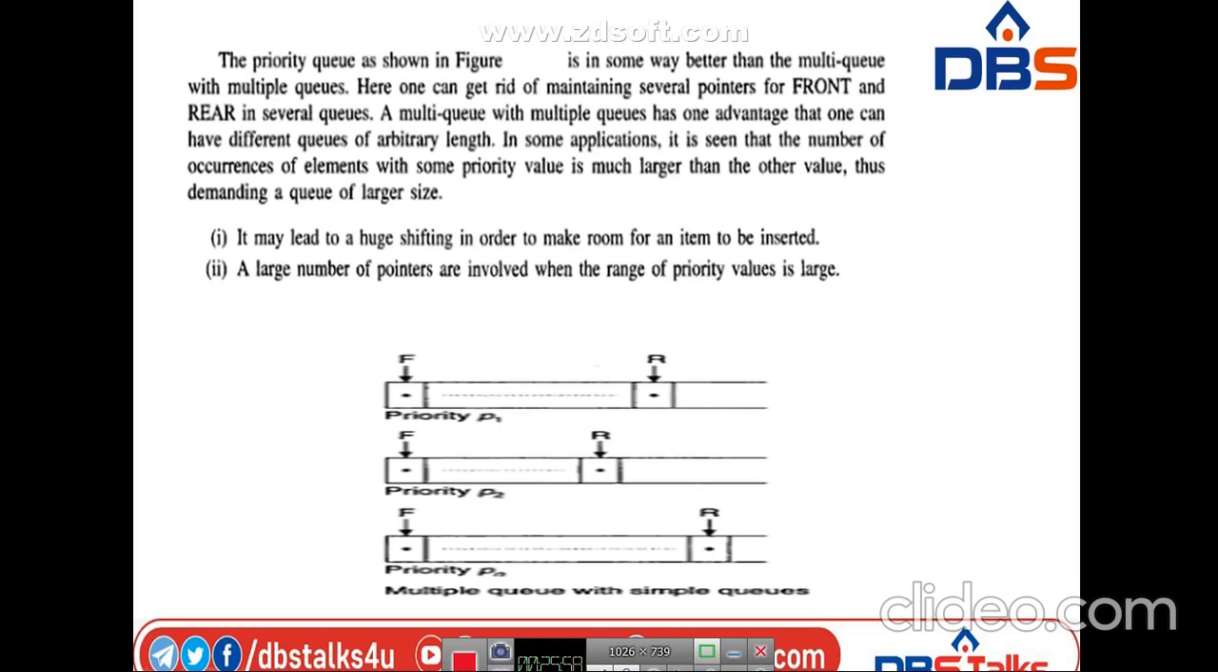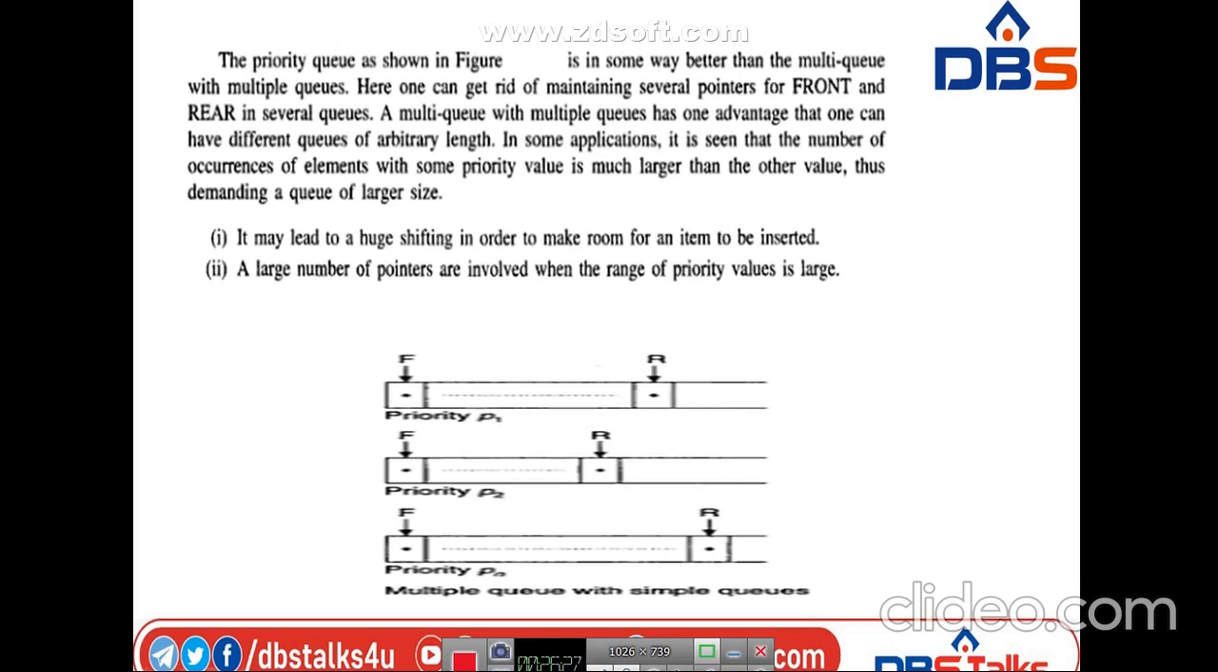In some applications, it is seen that the number of occurrences of elements with some priority value is much larger than the other values, thus demanding a queue of large size. Here, it may lead to elements shifting in order to make room for an item to be inserted. And the next one is that a large number of pointers are involved when the range of priority values is large.